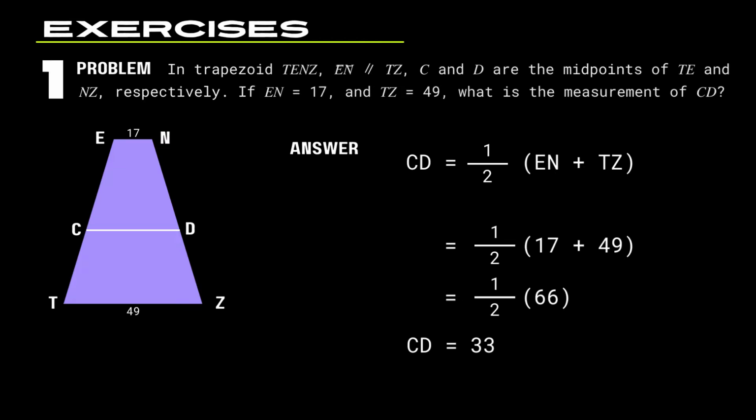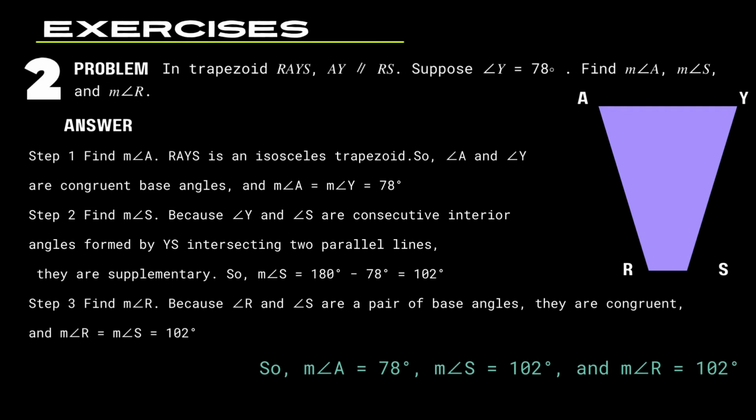And problem solved. Now moving on to our second problem, we have here in trapezoid RAYS, AY is parallel to RS. Now suppose angle Y is equal to 78 degrees. Now find the measurement of angle A, angle S, and angle R.